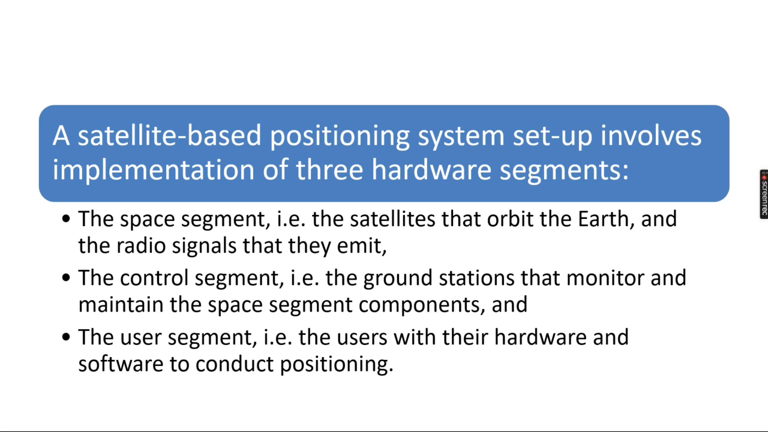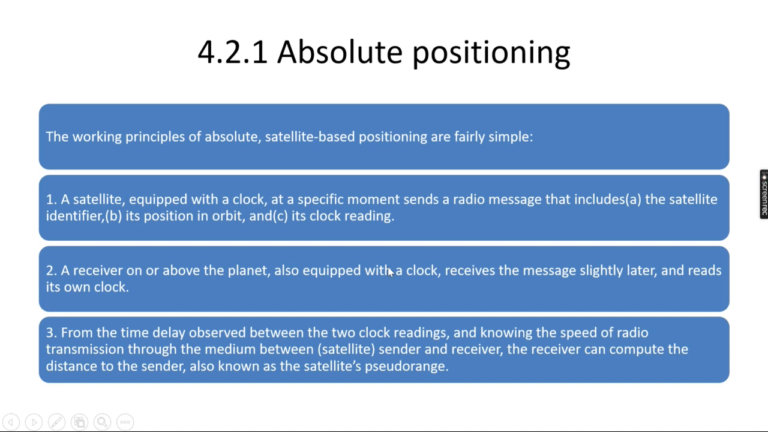Then the control segment is at the ground station. So the ground station that monitor and maintain the space segment, we call it as the control segment. So it is basically on the surface of earth. We have the ground stations which will be monitoring the satellites, and we have the user segment, the user with their hardware and software to conduct positioning. So it may be the mobile phone, it may be any other device with which the user will be tracked on the surface of earth.